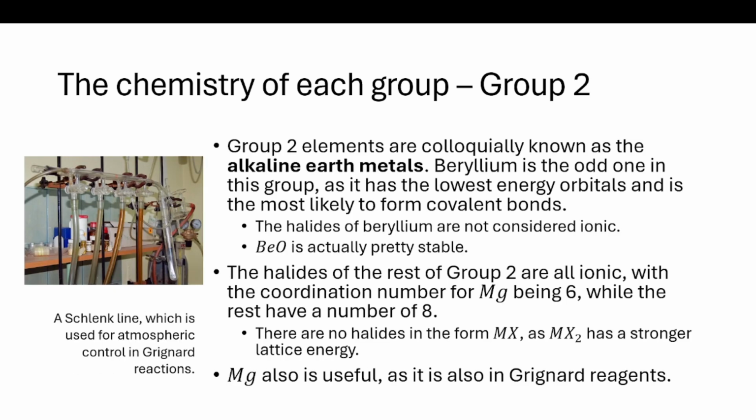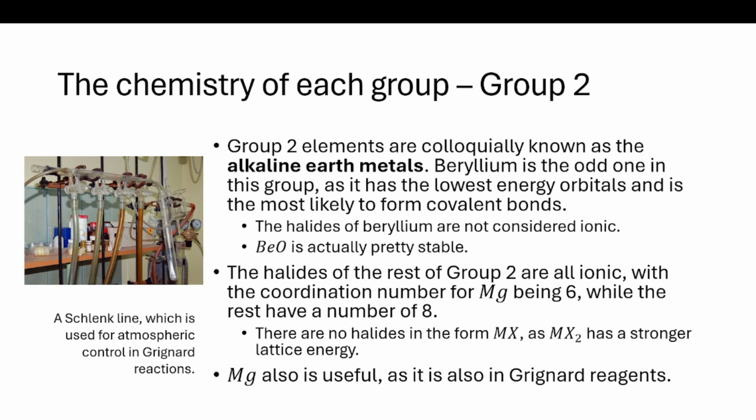Anyways, going on to group 2, these elements are known as the alkaline earth metals. And beryllium is going to be the odd one out of all these metals. And that's because it is the most likely to form covalent bonds, specifically because it has the lowest energy orbitals. Now, the halides of beryllium are not considered ionic. But if we look at a compound such as beryllium oxide, it's going to be sort of ionic, but it is actually pretty stable.